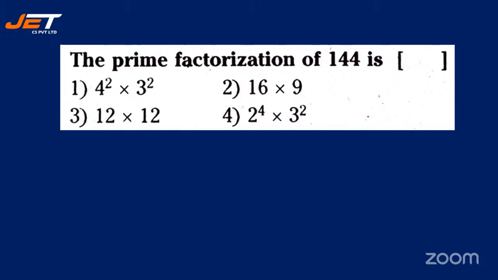Okay, good. The prime factorization of 144 is 4 square times 3 square, 16 times 9, 12 times 12, 2 power 4 times 3 square.